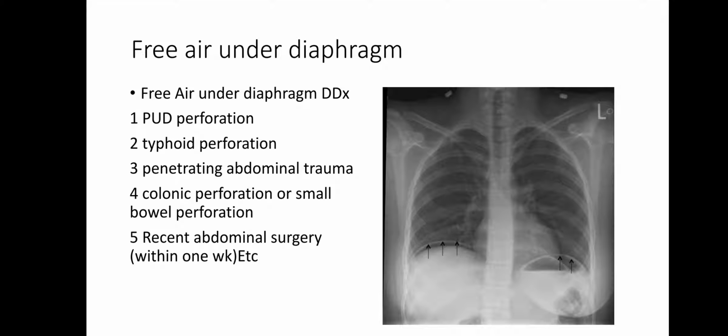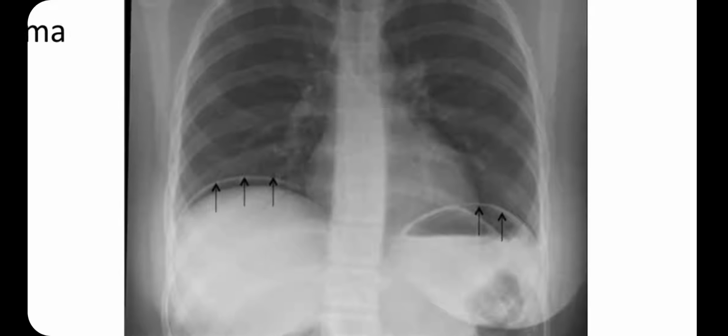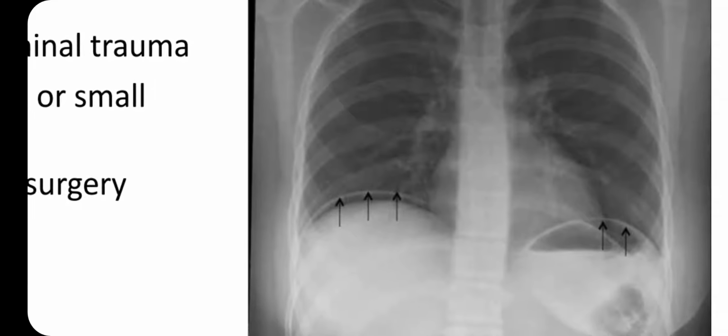Free air under diaphragm. Always check for a thin layer of air or radiolucent rim under the diaphragm. The left gastric air shadow is usually normal, but the right free air under the diaphragm is always abnormal.